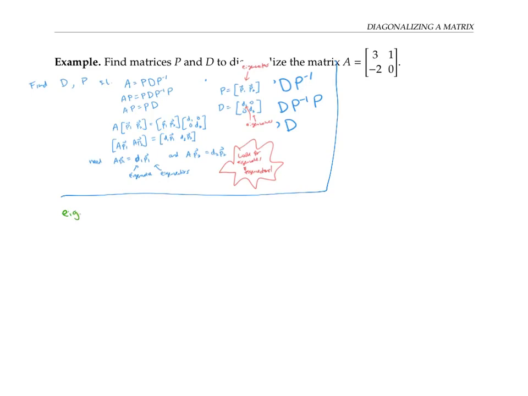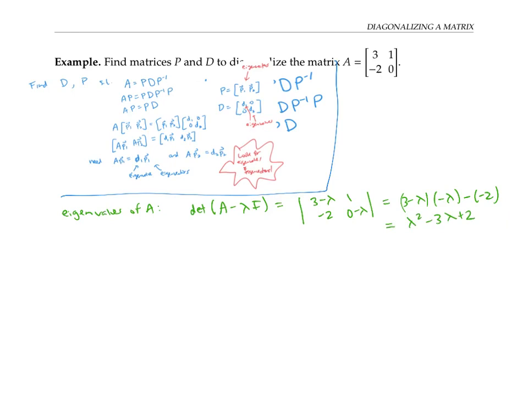To find the eigenvalues of A, we need to write down the characteristic polynomial, which we do by taking the determinant of A minus lambda I. So that's the determinant of 3 minus lambda, 1, negative 2, 0 minus lambda, which is 3 minus lambda times negative lambda minus negative 2, which simplifies to lambda squared minus 3 lambda plus 2, and that factors to lambda minus 2 times lambda minus 1. When we set that equal to 0, we have the eigenvalues lambda equals 2 and lambda equals 1.